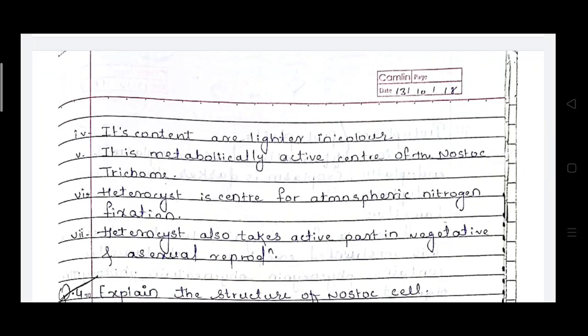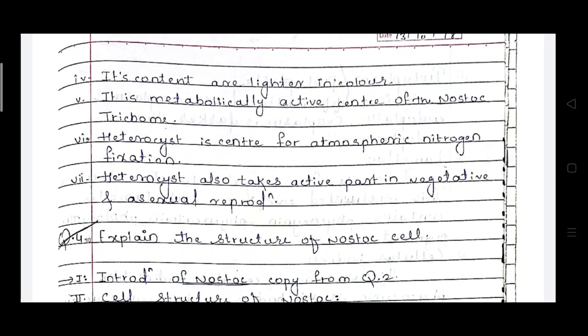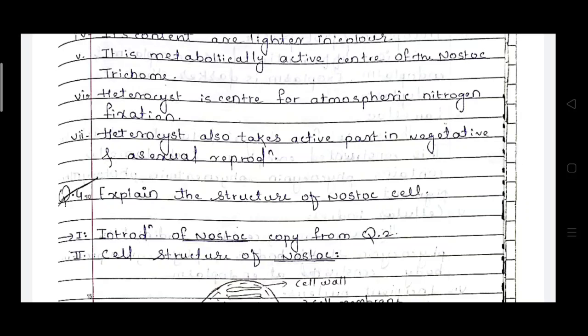As you know, plants do not directly get nitrogen from the atmosphere, so modified cells like heterocysts absorb the atmospheric nitrogen and convert it into utilizable forms. So heterocysts perform the function of fixation of atmospheric nitrogen. Also, questions are asked on this point about the function of the heterocyst, that is atmospheric nitrogen fixation.